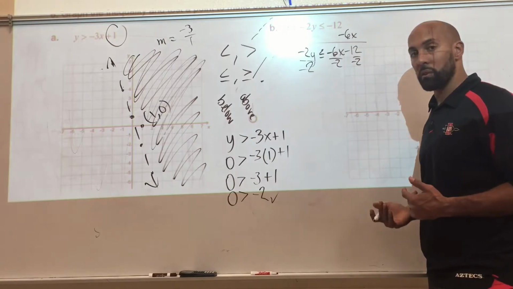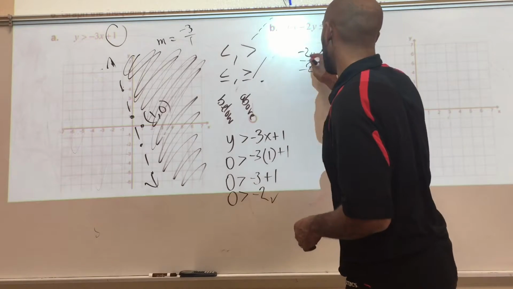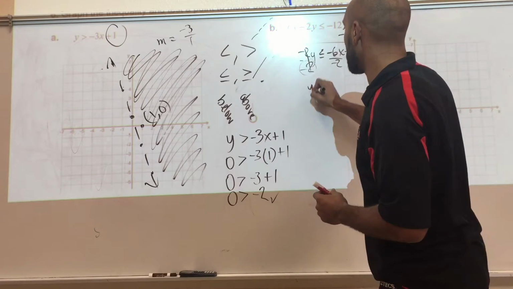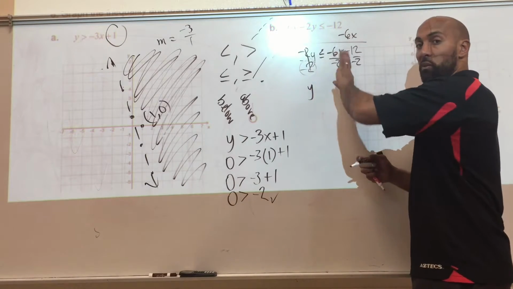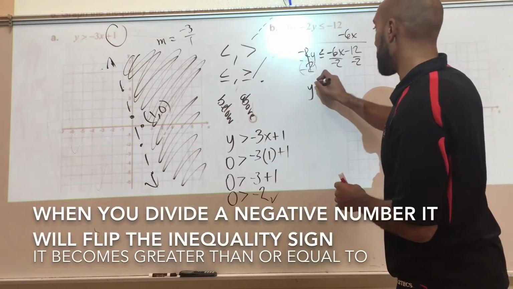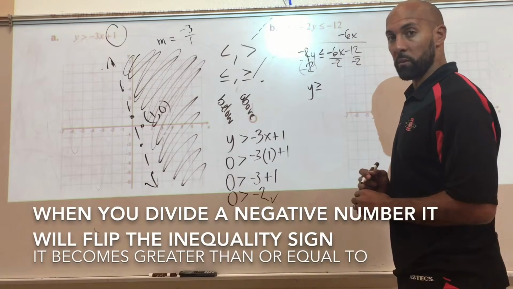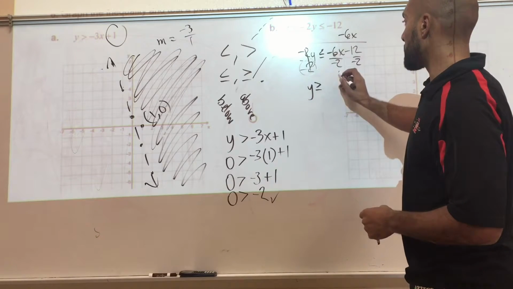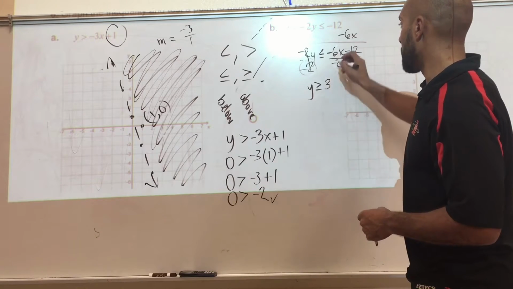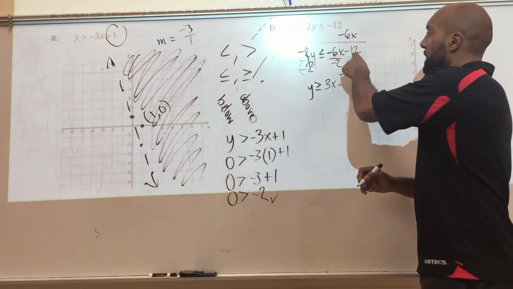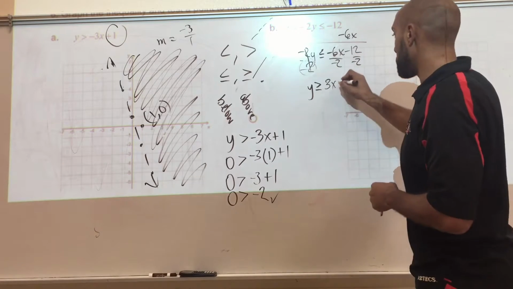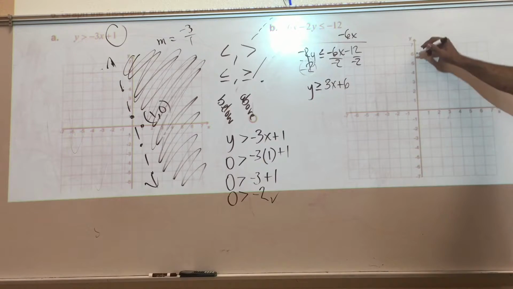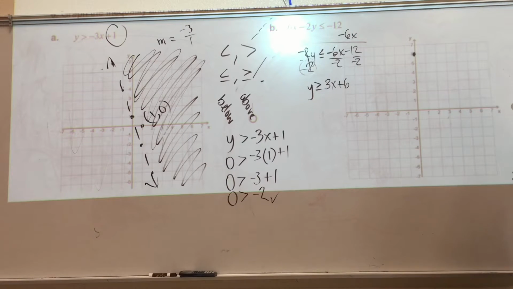But remember, when we divide by a negative with inequalities, this sign is going to flip. So now this will be greater than or equal to, anytime we divide by a negative. So negative 6 divided by negative 2 is 3, and then x, and negative 12 divided by negative 2 is plus 6. Now, I start at 6.